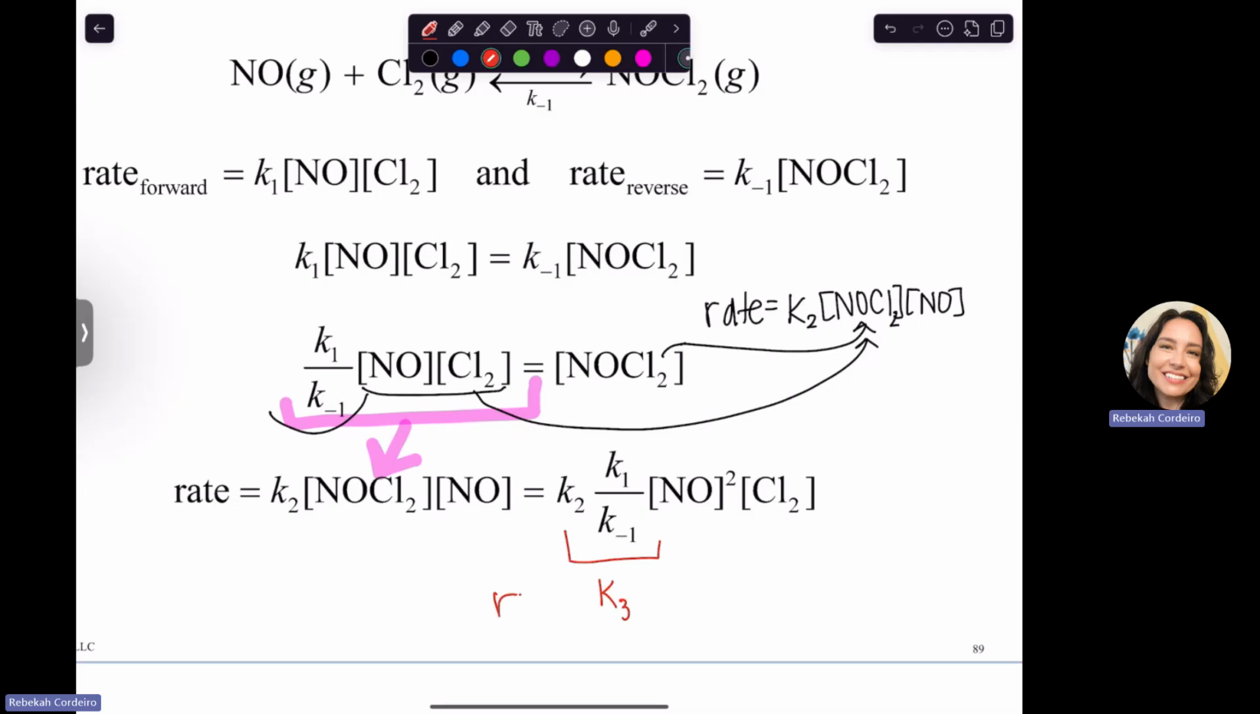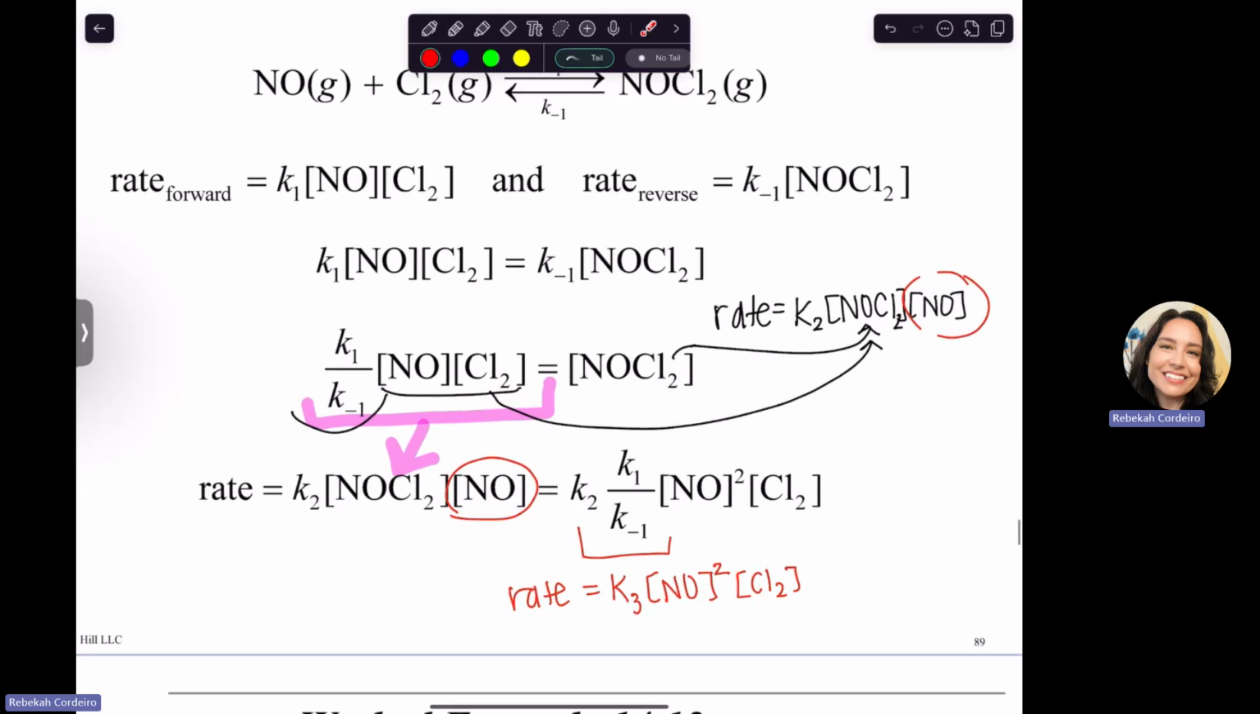And so then my rate is some new constant, and all these K's are just constants, so we could find what the actual new constant is, because it would just be K2 times K1 divided by K-1. And then we would have NO, and then we had an NO originally, and a second NO, so that would be NO squared, and then we have to add in this Cl2 from the other step. So again, we're going to do this in class, so it's a little bit easier. It looks really complicated, and it's not quite as complicated as it looks if you break it down into pieces.